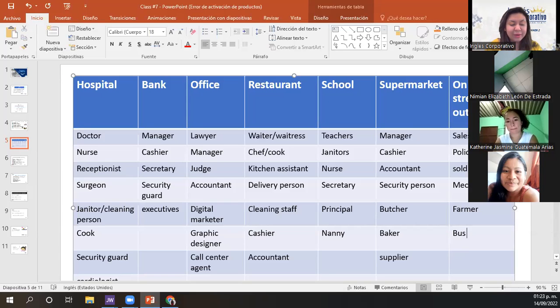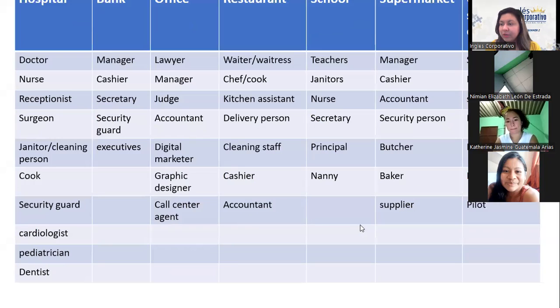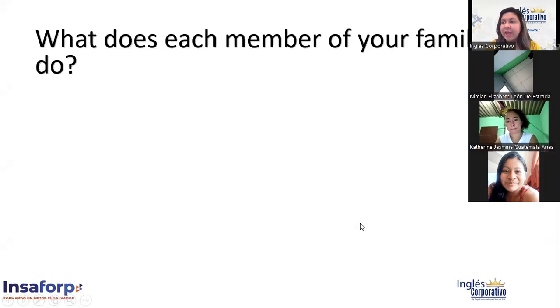Well, also a bus driver. He's on the street driving, right? We can say that. Very nice. Okay, thank you so much for your participation. It was very nice to hear your different participations, okay? Let's continue with the next question. And this question is, what does each member of your family do? Okay, please copy this question in your notebook and you are going to answer.